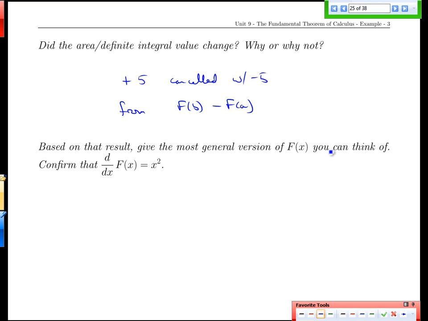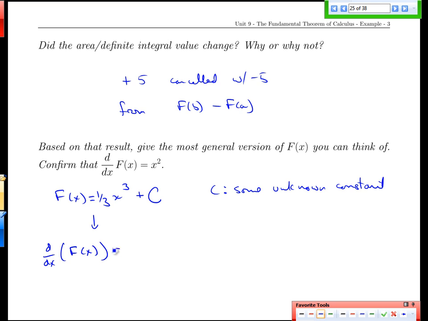All right. Well, if that's the case, then we can generalize even further. We know that our function could be 1/3 x cubed, or it could have been that plus 5 or plus something else. And here's where we get the famous plus c, where c is some unknown constant. When we antidifferentiate x squared, we're going to have 1/3 x cubed plus some constant, and we can check that that's actually the case, no matter what that c is, by differentiating.